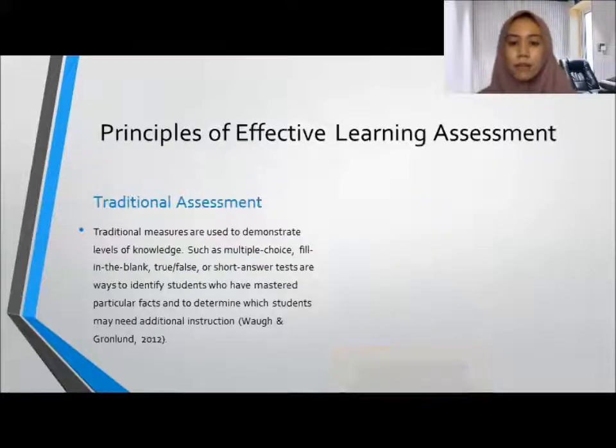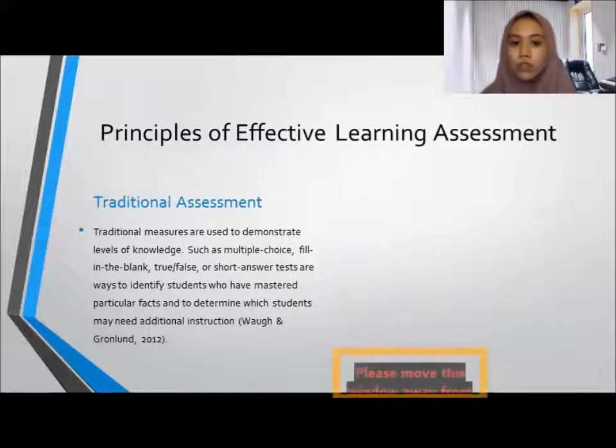The last type of assessment is traditional assessment. Traditional measures are used to demonstrate levels of knowledge. Multiple choice, fill in the blank, true or false, or short answer tests are ways to identify students who have mastered particular facts and to determine which students may need additional instruction.